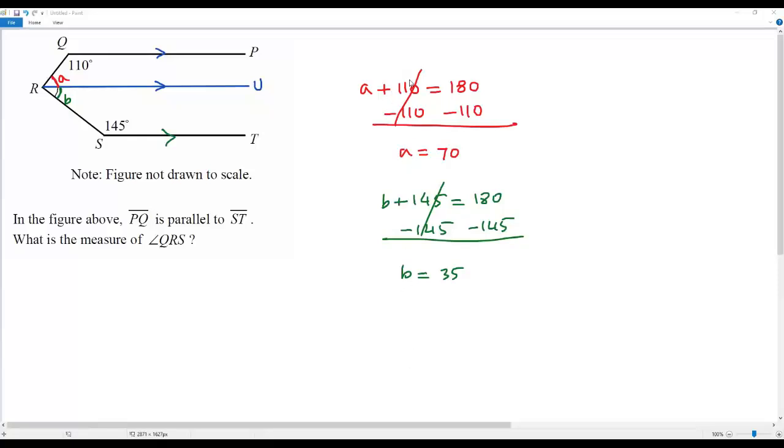Now our aim is to find the value of A plus B because A plus B gives the angle measure QRS. So the measure of angle QRS is equal to A plus B. The value of A is 70 degrees and the value of B is 35 degrees. So when I add them, I'm getting 105 degrees. The measure of angle QRS is 105 degrees.